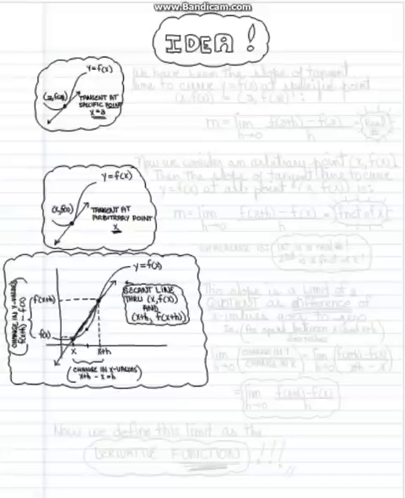In the second picture, the only difference here is that the tangent is touching a point that's arbitrary. It's not x equals a as it was in the first picture. It's just a general x.